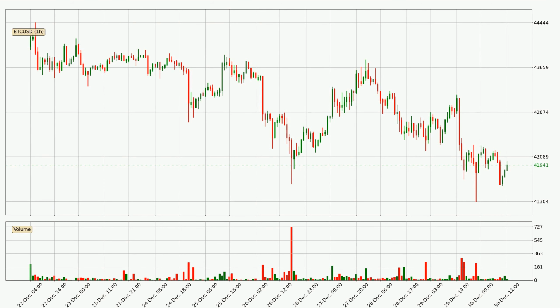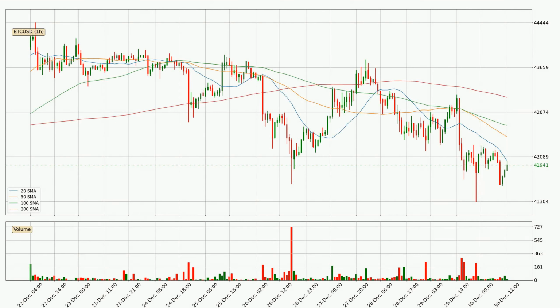Taking a look at the hourly time frame for Bitcoin, it can be seen that the price went down around 2.2% in the last 24 hours, with a current price of 41,941. The volume was actually high, showing that this move was strong and the sellers are taking over. Looking at the hourly simple moving averages, the price has crossed the 20 SMA downwards, but the volume wasn't very high, which means it is not a very strong signal.